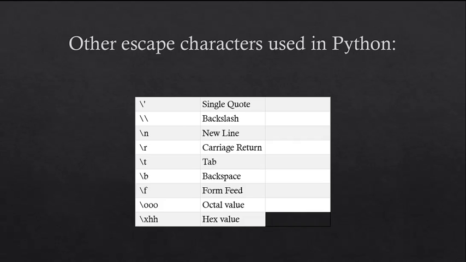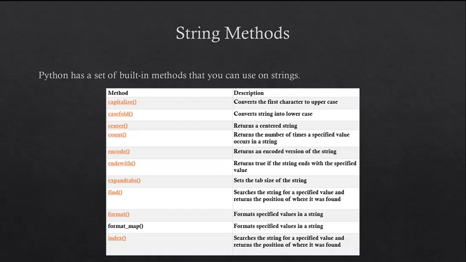We have also other escape characters in Python: single quote, backslash, new line, carriage return, tab, backspace, form feed, octal value with triple O, and hex value XHH. We have string methods. Python has a set of built-in methods we can use on strings.